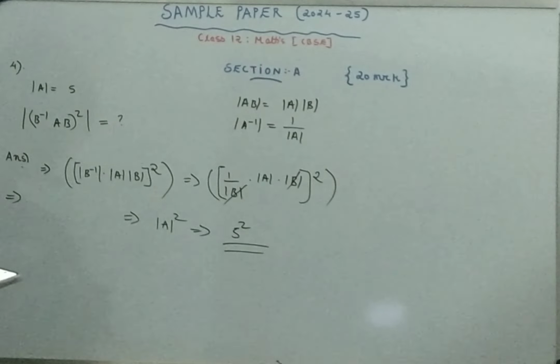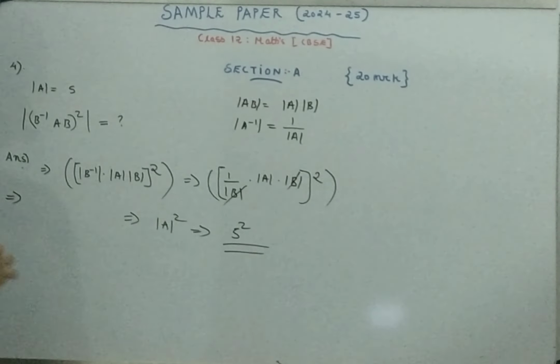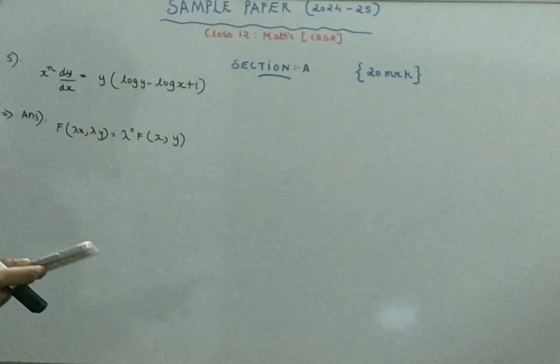You see your options. Option B is 5 square, so option B is the correct answer. So I hope it is clear. Now let's move on to the fifth question.